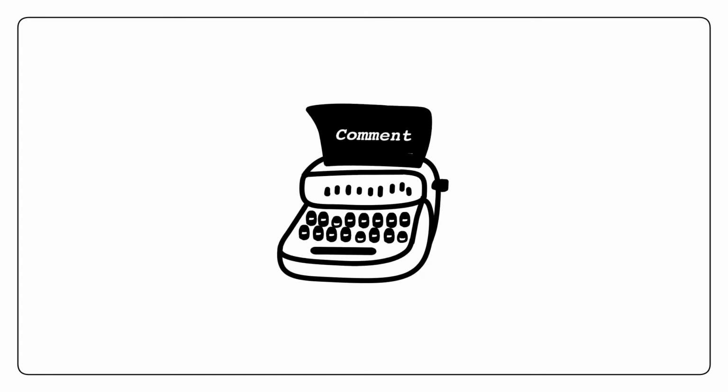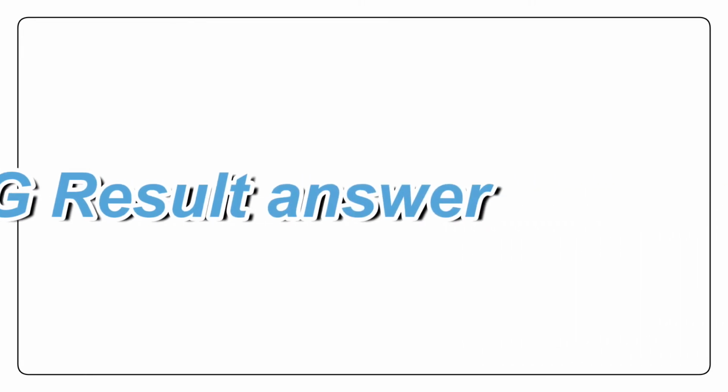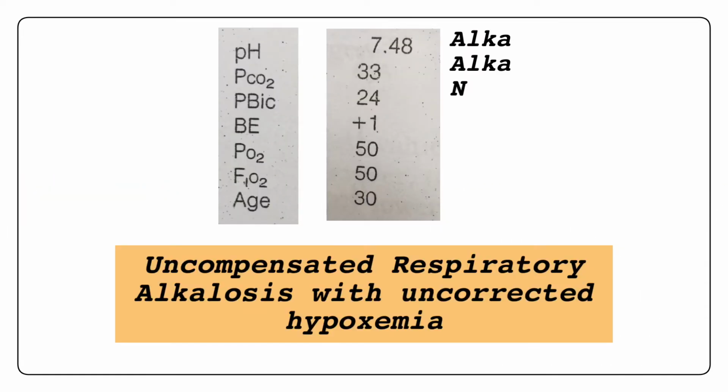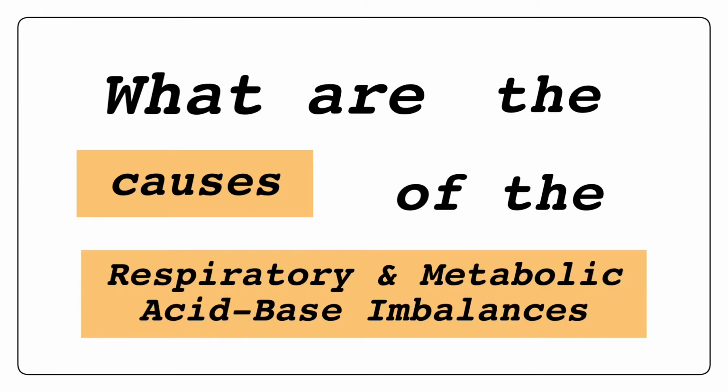Now let's proceed. We have learned in my previous video how to interpret arterial blood gas with oxygen support. Now the interpretation of the ABG result that I gave from my last video is uncompensated respiratory alkalosis with uncorrected hypoxemia. I hope that you get the right answer. Now let's proceed to what are the causes of the respiratory and metabolic acid-base imbalances.